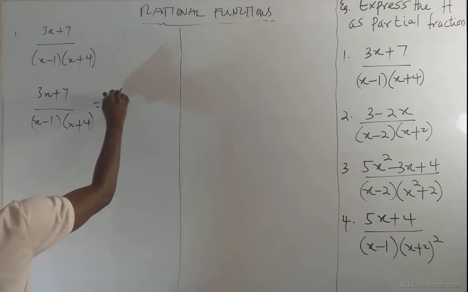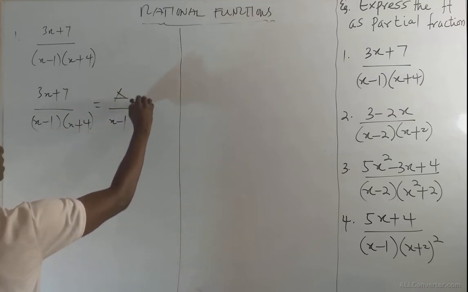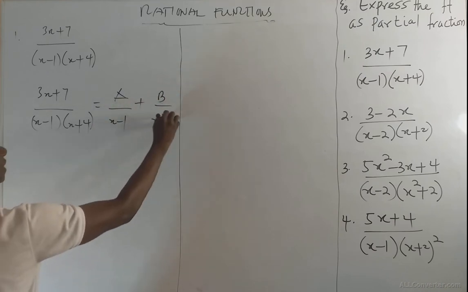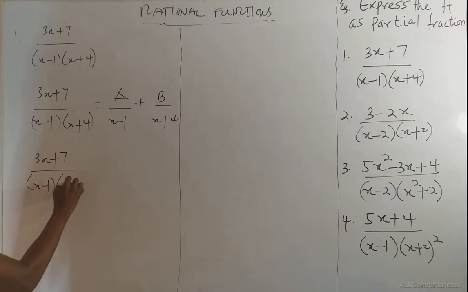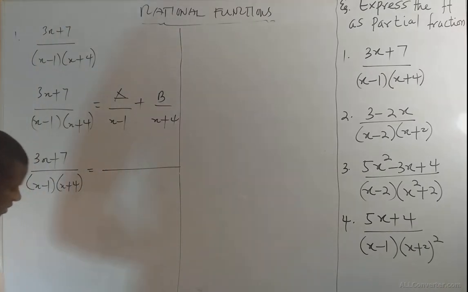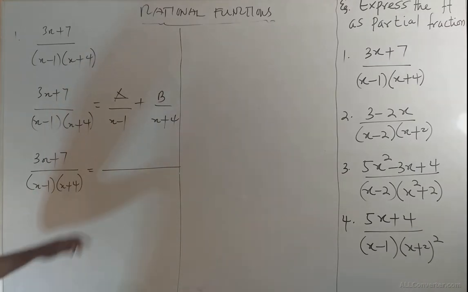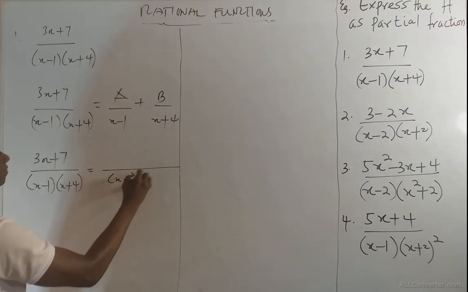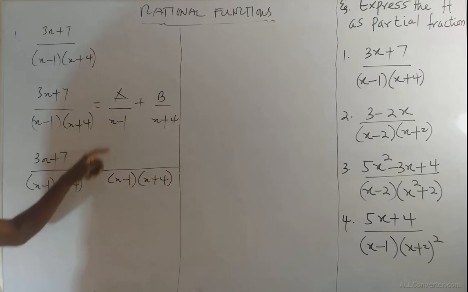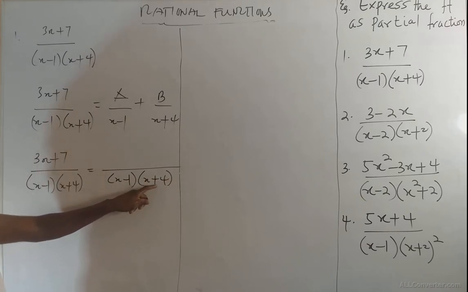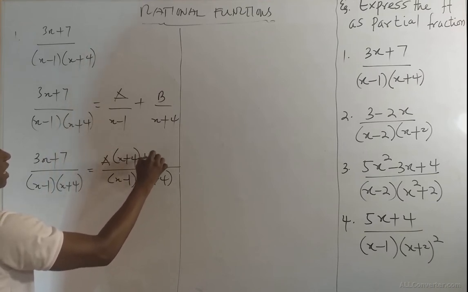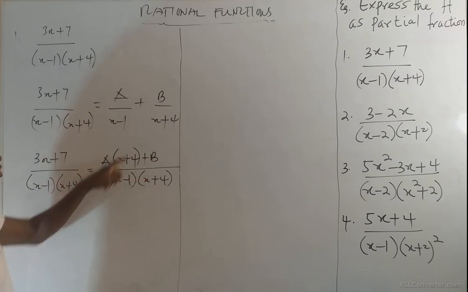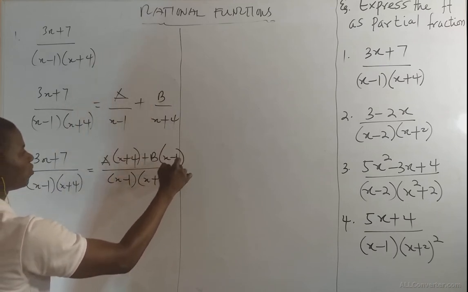This will be equal to A over the first factor, that is x minus 1, plus B over the second linear factor, that is x plus 4. Then a step down, we have 3x plus 7 over x minus 1, x plus 4. Then we find the LCM. The LCM will be the same thing: x minus 1, then x plus 4. So here we are left with x plus 4 times A, so we are going to have A times x plus 4. Then we have B times, because here we are left with this, so B will multiply x minus 1.